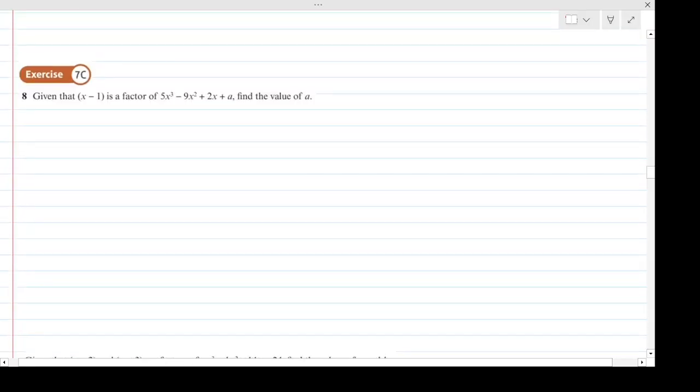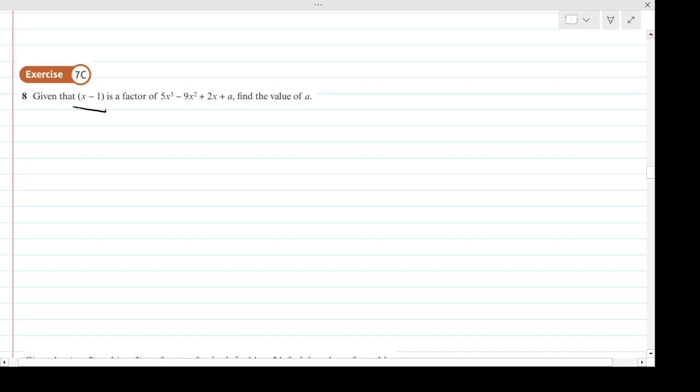Okay, so we are given that x minus 1 is a factor of this. Again, we need to find the value of a. So it's very, very similar to the example we did earlier, but I want to do these to really emphasize how this works.